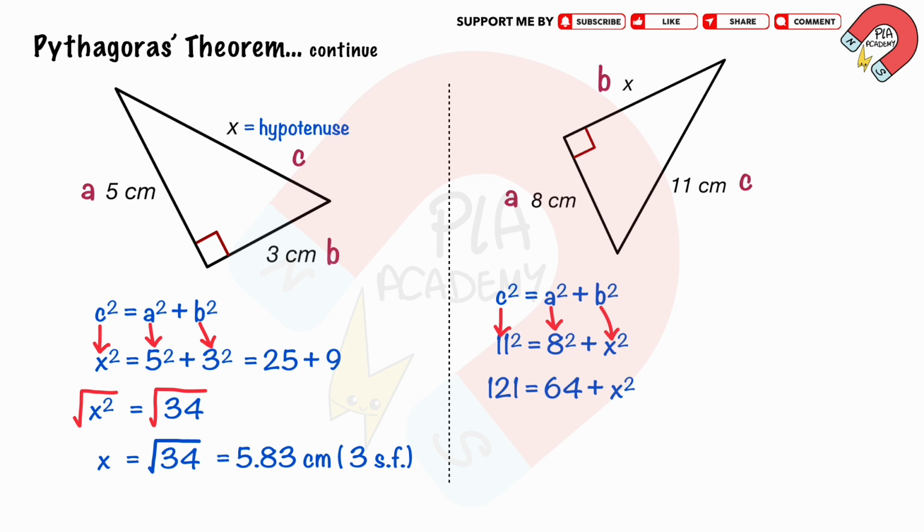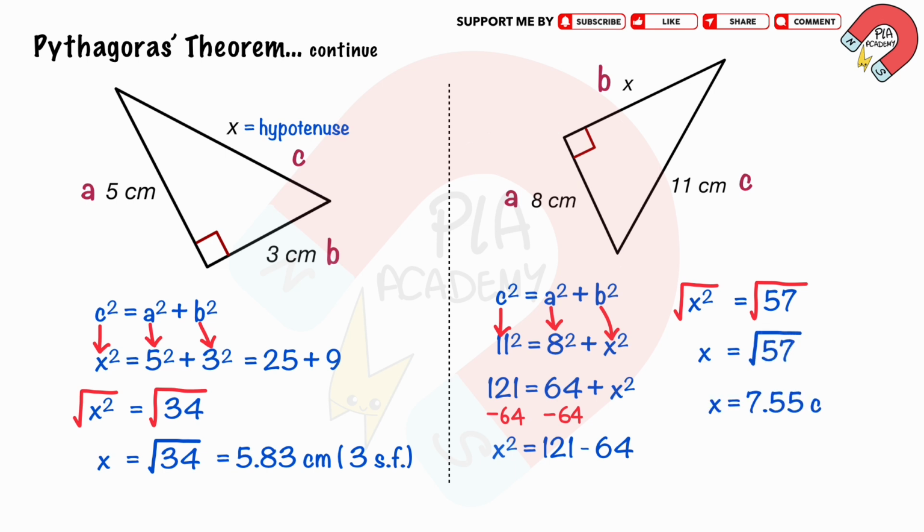plus x squared. Subtract 64 from both sides, so x squared equals 121 minus 64. Then x squared equals 57. Take the square root of both sides, so x equals square root 57. So x equals 7.55 centimeters rounded to 3 significant figures.